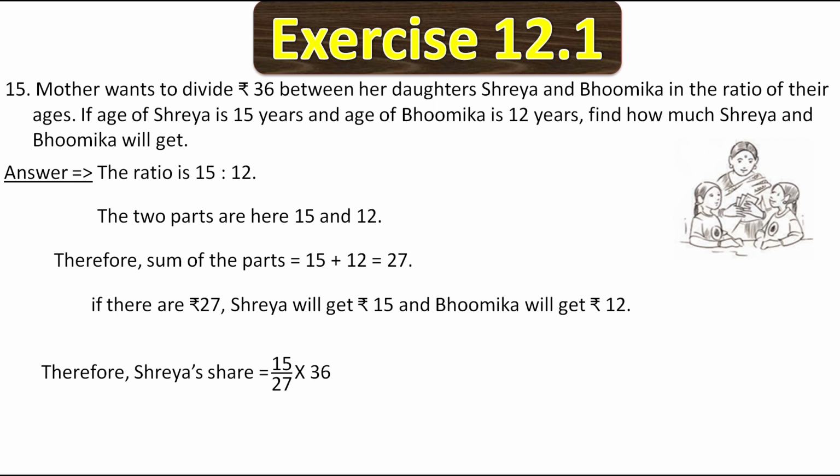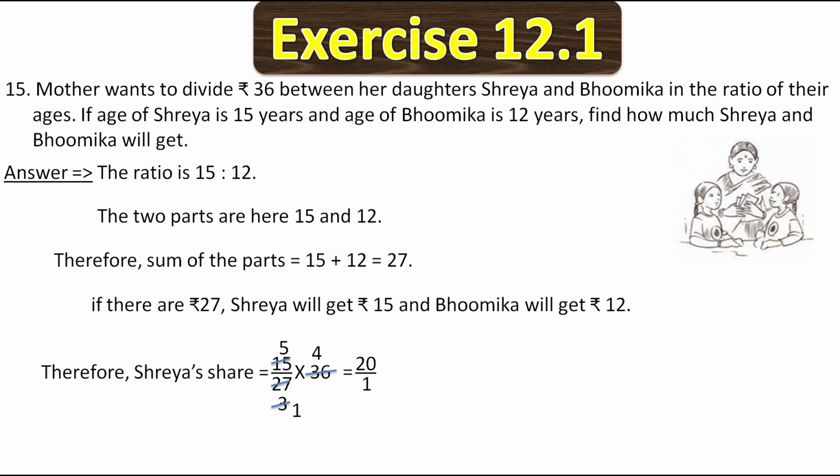Now I'll divide this fraction by 9. 9 3s are 27 and 9 4s are 36. Now again I'll divide it by 3. 3 1s are 3 and here 3 5s are 15. So I got the answer as 20 upon 1. 5 4s are 20. So that means Shreya will get 20 rupees.